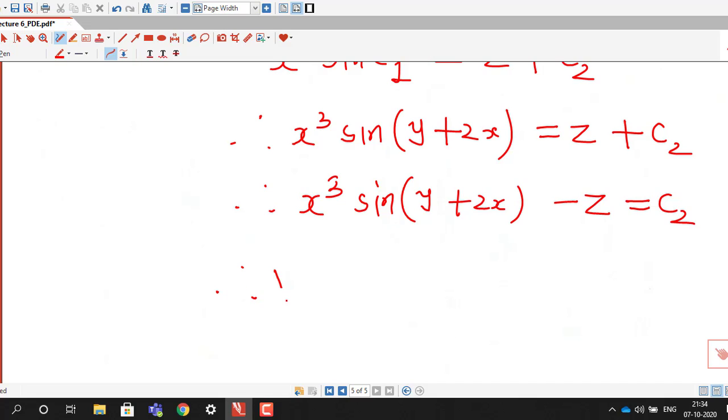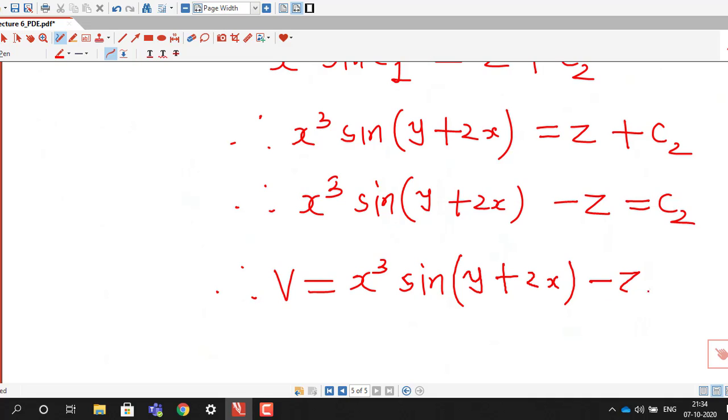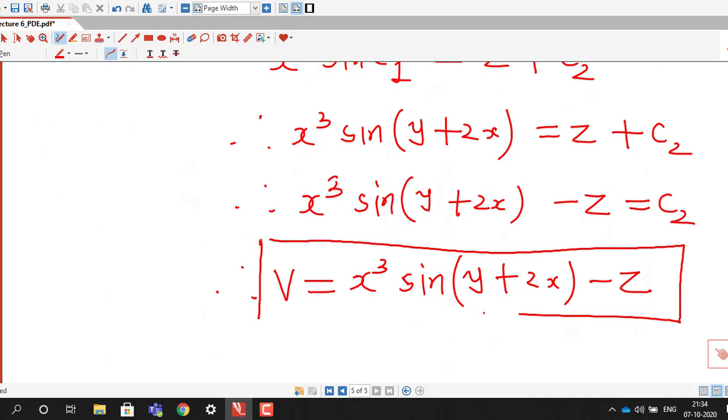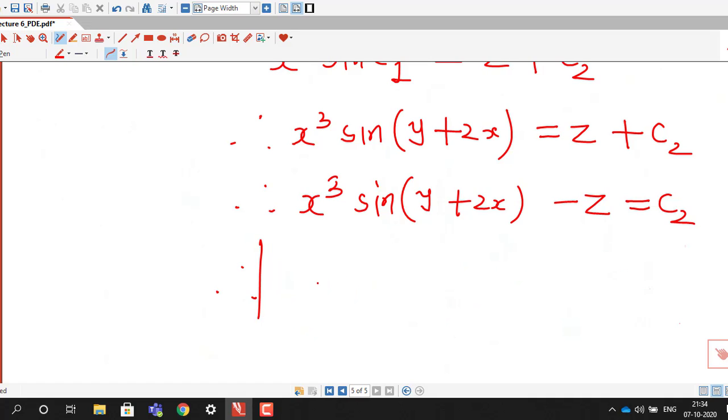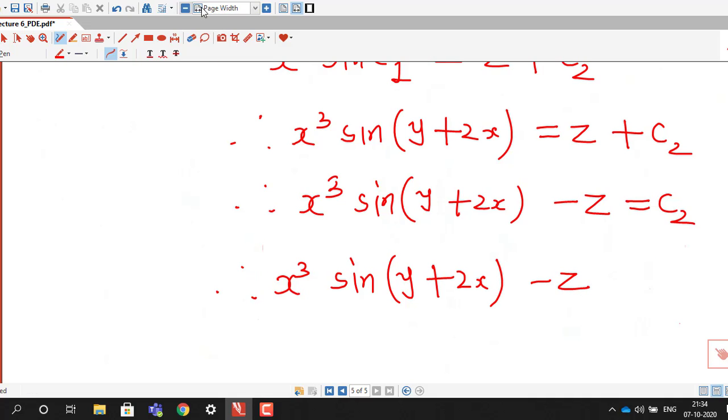Therefore the second integral is x cube sin y plus 2x minus z. I have to write it again. x cube sin y plus 2x minus z. This is nothing but the second solution, which we denote by small v. So therefore v equal to x cube sin y plus 2x minus z.